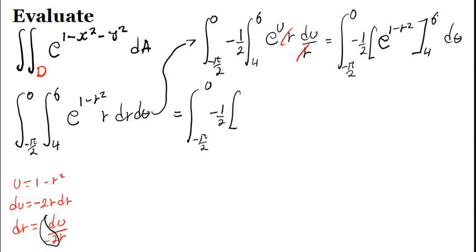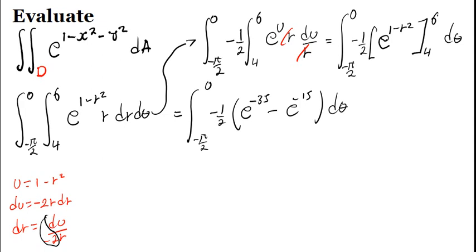So when you evaluate, plug in 6 and plug in 4, this is going to be e to the power minus 35 minus e to the power minus 15. How am I getting this? It's very simple. When you plug in 6 here, this is going to be 36. Then 1 minus 36 is minus 35. When you plug in 4, this is going to be 16. 1 minus 16 is minus 15. You have your d theta there like that.